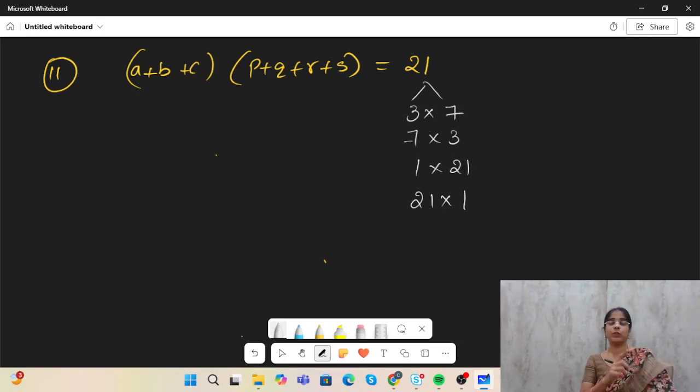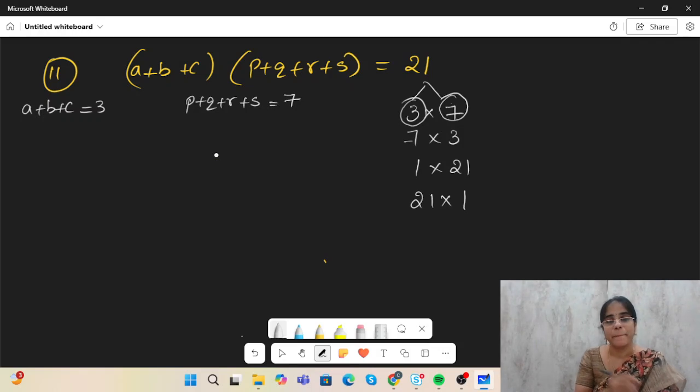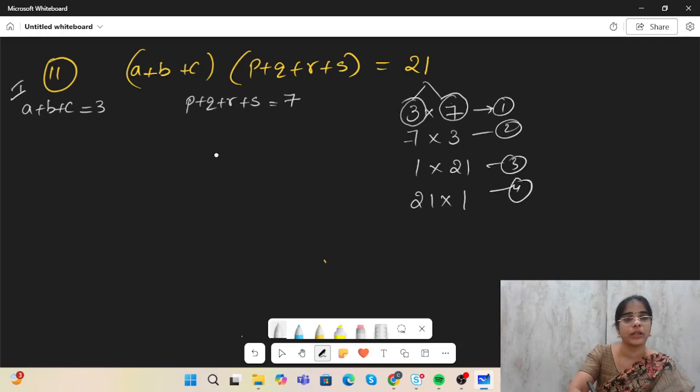So how many new sets of equations I am framing here, right? So the first one and the second one: the first deals with a plus b plus c being your 3, and p plus q plus r plus s will be your 7, right? See, I have to calculate case 1, case 2, case 3, case 4 separately, and I have to add all these cases. This is the 1st, 2nd, 3rd and 4th case. I am talking about case 1 now.